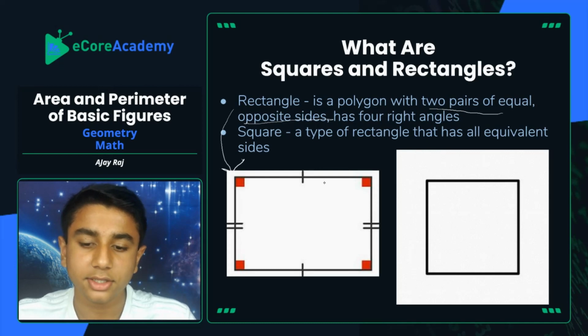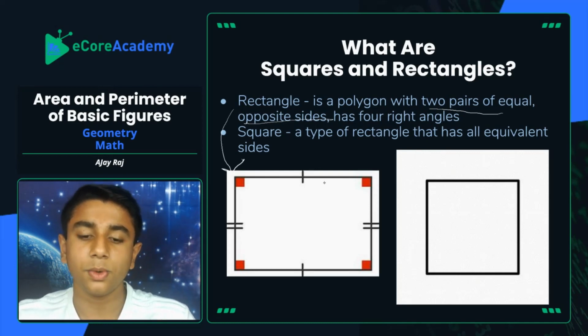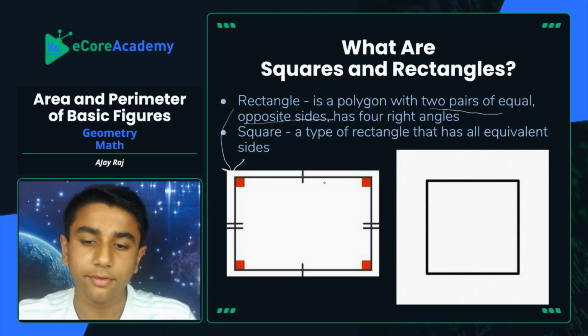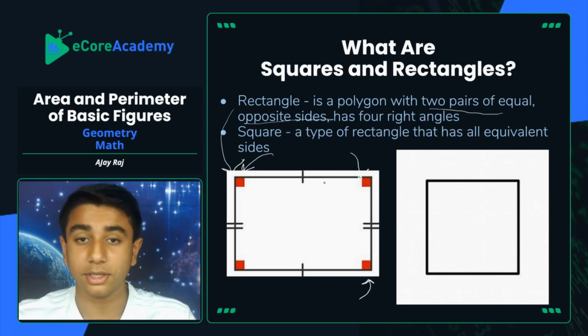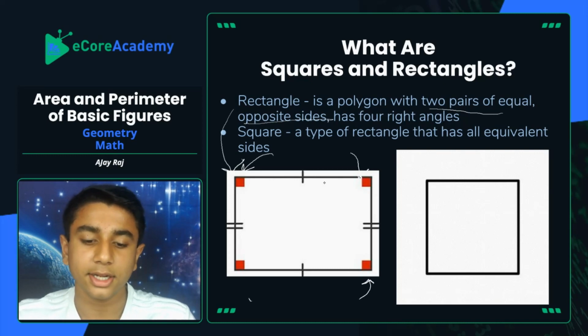The marks on each side, for example this side with 1 arc and this side with 1 arc, show that those sides are equivalent. So opposite sides are equivalent in length, and a rectangle, as shown here, also has 4 right angles. I will go into depth on right angles, but a right angle is just shown by a square in a corner.